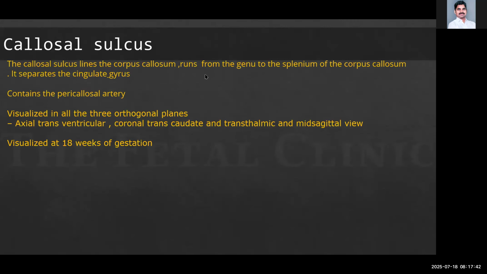Coming on to the individual sulci, the callosal sulcus lines the corpus callosum. It runs from the genu to the splenium of the corpus callosum. It separates the cingulate gyrus from the corpus callosum. This callosal sulcus contains the pericallosal artery. This callosal sulcus can be visualized in all three orthogonal planes, like the cingulate sulcus. It can be visualized at 18 weeks of gestation.